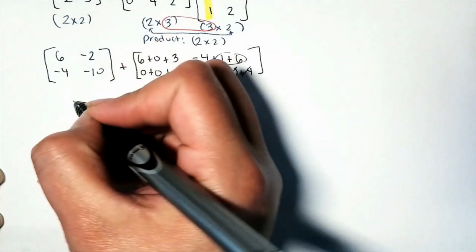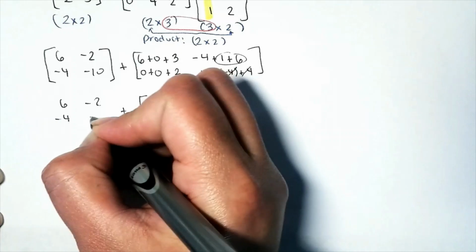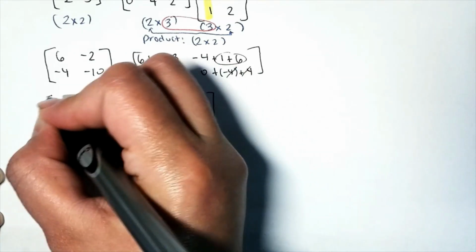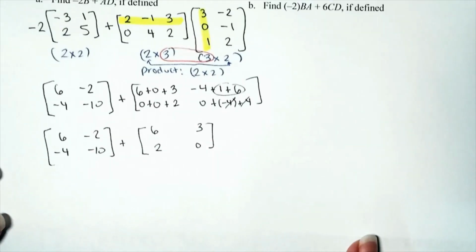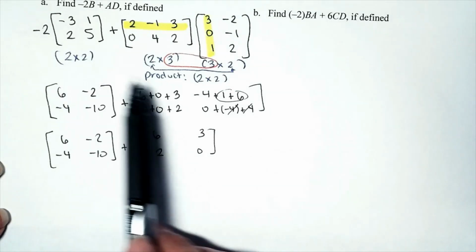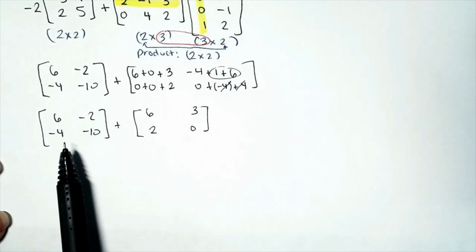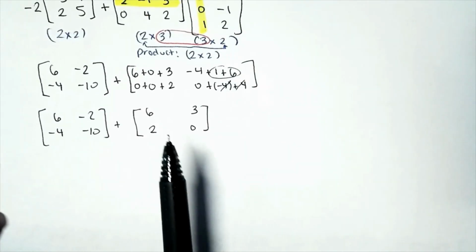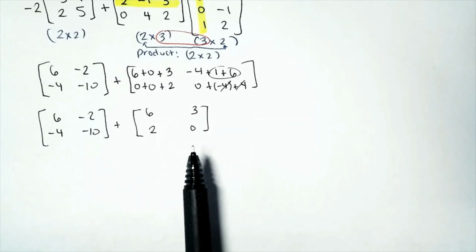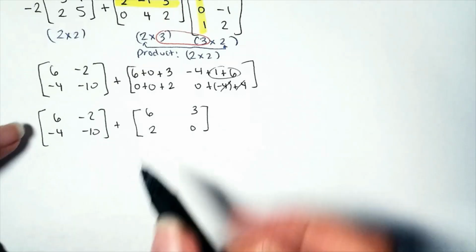And then the first matrix is given by 6, negative 2, negative 4, negative 10. We had already established that the sum is defined. The sum will be defined because the matrices are of the same size, the same dimensions. We've got 2 by 2, 2 by 2. Sorry, my accent gets in the way. Let's go ahead and add entry-wise.